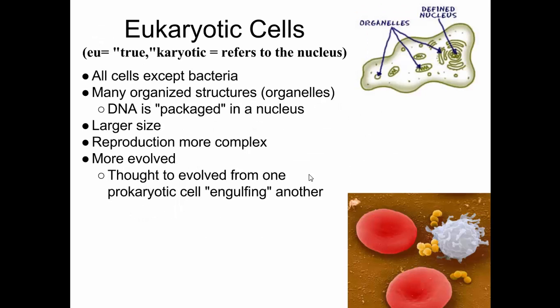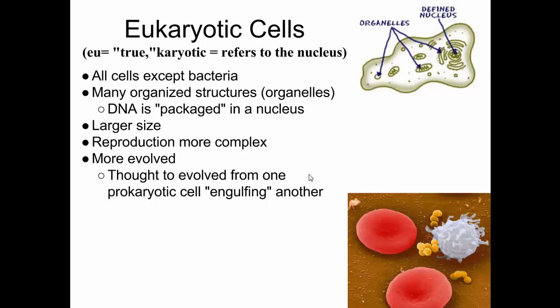Eukaryotic cells, on the other hand, if we break down the word eukaryotic, eu means true. Karyotic refers to the nucleus. So you think it has a true nucleus. So these are all cells except for bacteria. All other cells have a nucleus. The only cells that don't, the only prokaryotic cells there are, are the types of bacteria.